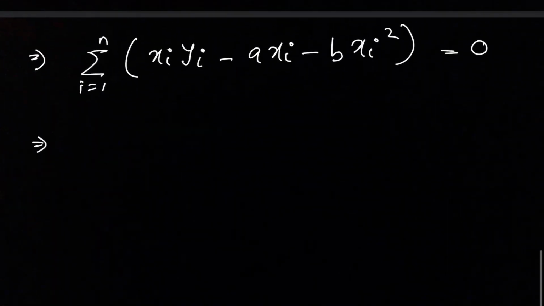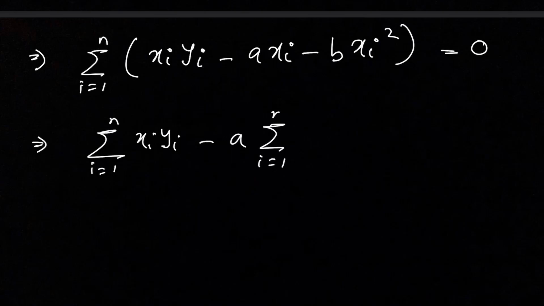This is nothing but, let's just open the bracket: summation i equals 1 to n xi yi minus a times summation i equals 1 to n xi minus b times summation i equals 1 to n xi squared equal to 0.